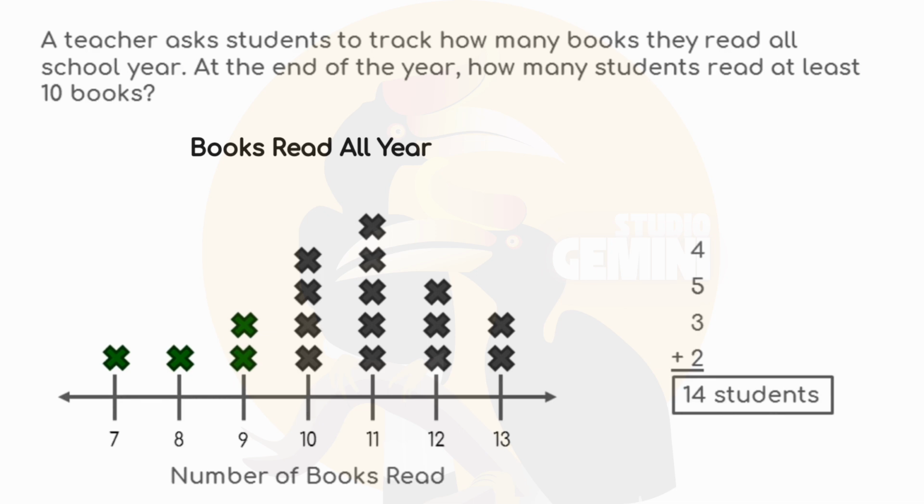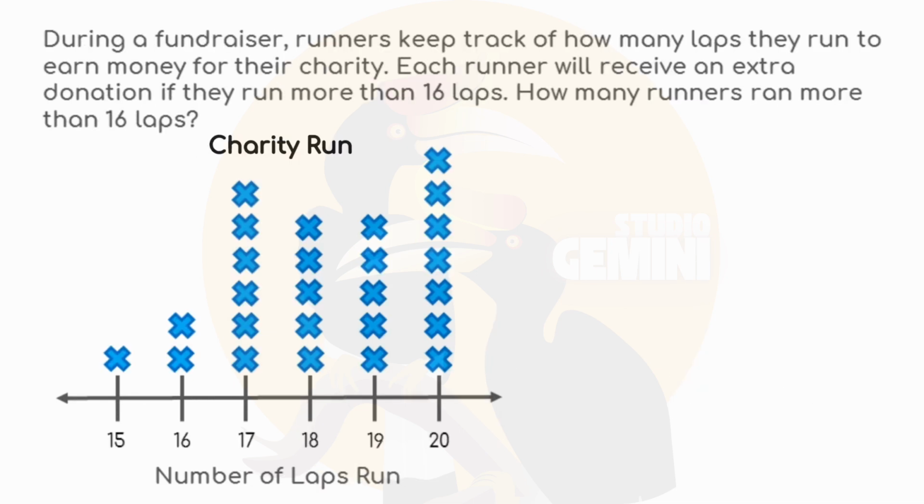Let's try one more problem. During a fundraiser, runners keep track of how many laps they run to earn money for their charity. Each runner will receive an extra donation if they run more than 16 laps. How many runners ran more than 16 laps? The key words in this problem are more than. We need to count all the X's in the columns for 17, 18, 19, and 20 laps.